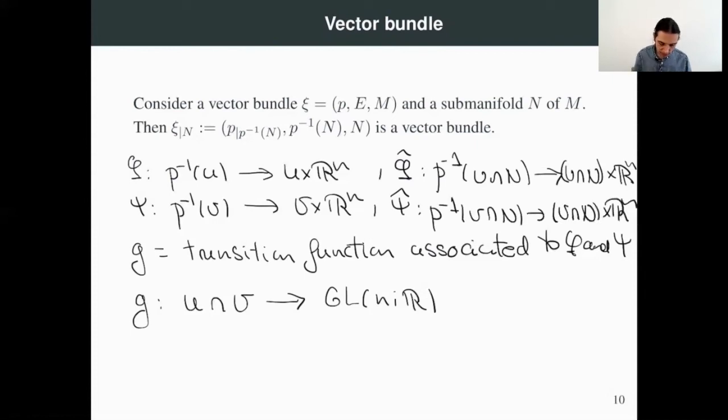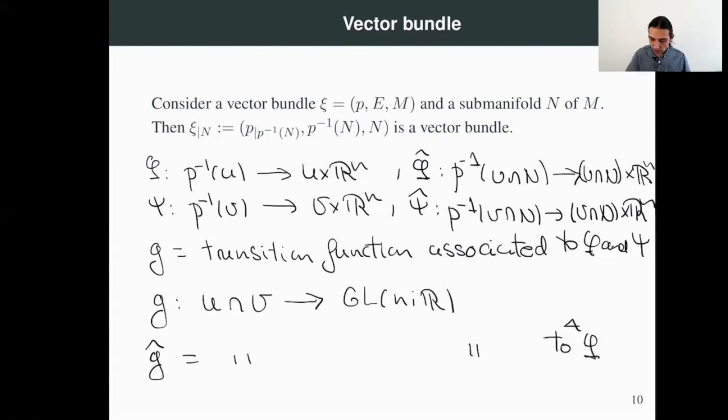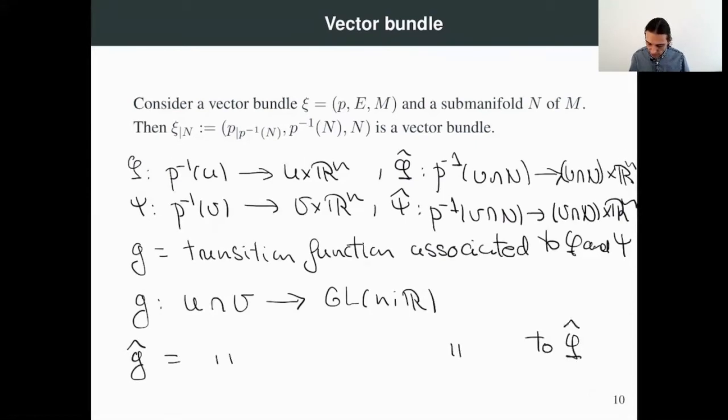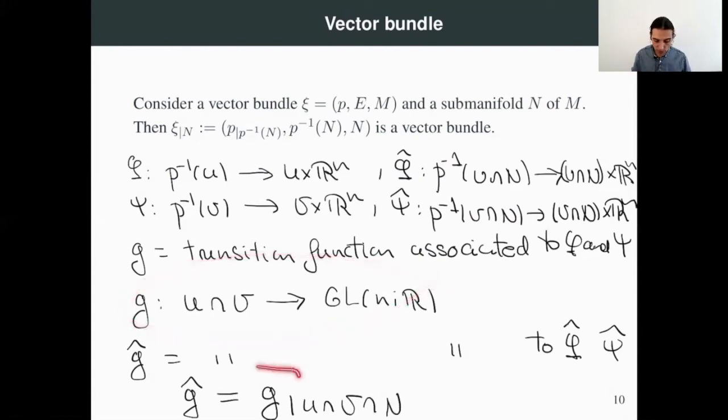And what happens is that if we consider the transition function associated now to the vector bundle charts, sorry, phi hat and psi hat, what we get is that this transition function is just the restriction of G to the intersection of U, V, and N. And so obviously, for instance, if this map is C-infinity, then the restriction, if N, for instance, is a C-infinity submanifold, is also going to be C-infinity.